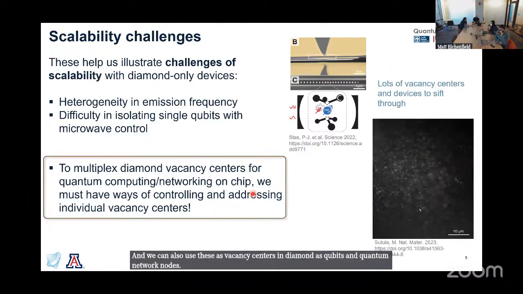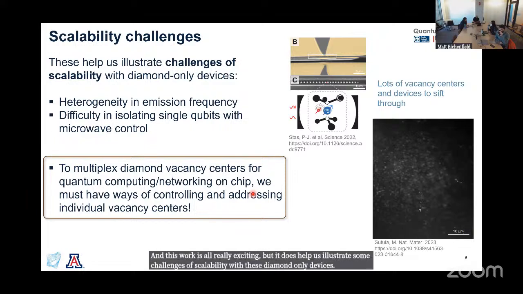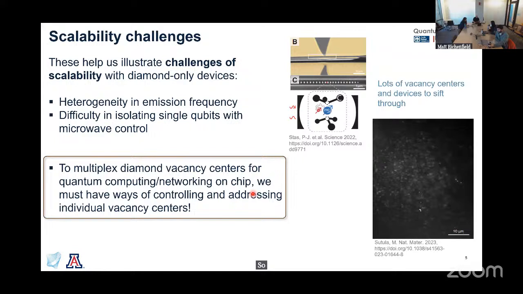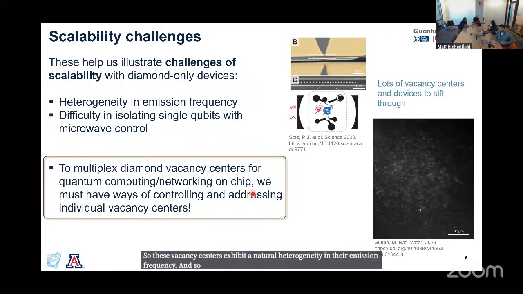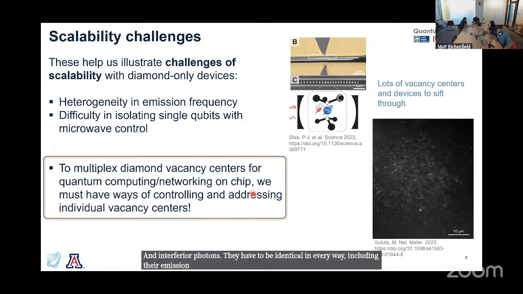This work is all really exciting, but it does help us illustrate some challenges of scalability with these diamond-only devices. These vacancy centers exhibit a natural heterogeneity in their emission frequency. So if we want to take two distinct emitters and interfere their photons, they have to be identical in every way, including their emission frequency. And so when we have these devices, that means we have a lot of vacancy centers and devices to sift through before we find two or more that just happen to be naturally similar.